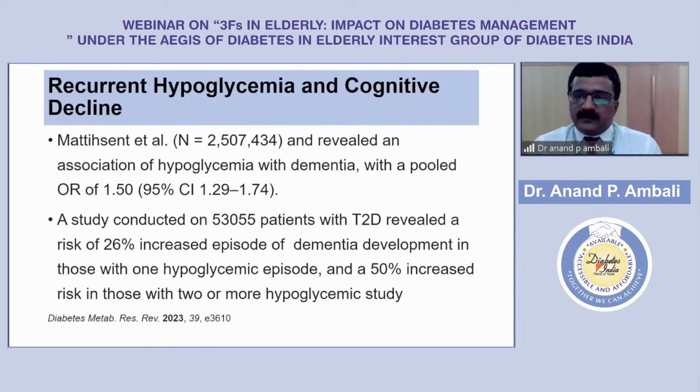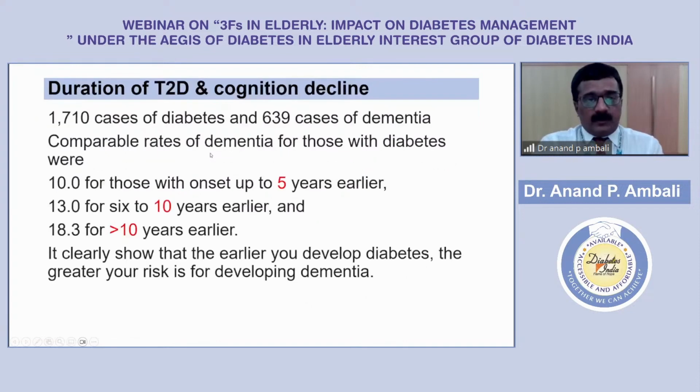Now, coming to hypoglycemia, a lot of studies have been done on huge numbers of patients. One study of almost lakhs of patients revealed hypoglycemia-associated dementia with an odds ratio of 1.5. And another study published in Diabetes Met, with 53,000 patients, revealed a 26% increased risk of dementia development with one episode of hypoglycemia, while there was a 50% increase in those who have multiple or recurrent hypoglycemia. So hypoglycemia leading to cognitive decline is a very, very important thing that we are dealing with. Almost every week, every month, we get one or two older patients coming with hypoglycemia. So that is how the impact is taking place.